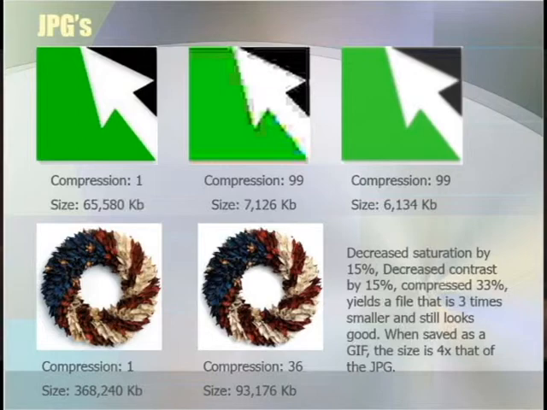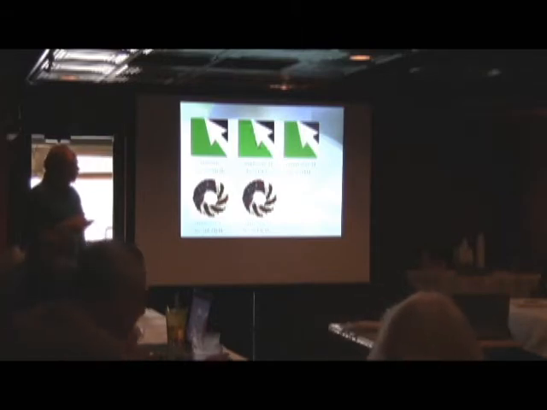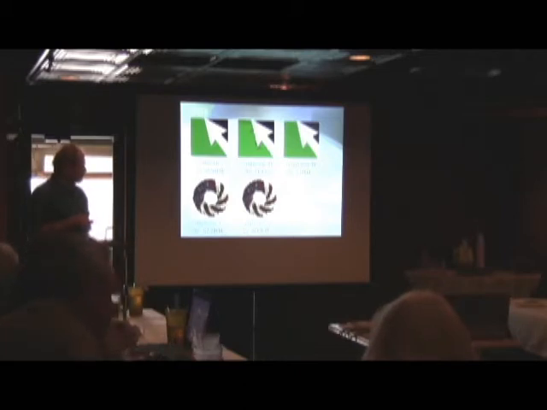Okay. A compression of about 36 is actually what I like to use, somewhere between 35 and 40. And you can see that in this case here, that wreath that we saw before, the original file size with a compression of 1 was 368K, compression 36 is about 93. So that's a pretty good thing here.